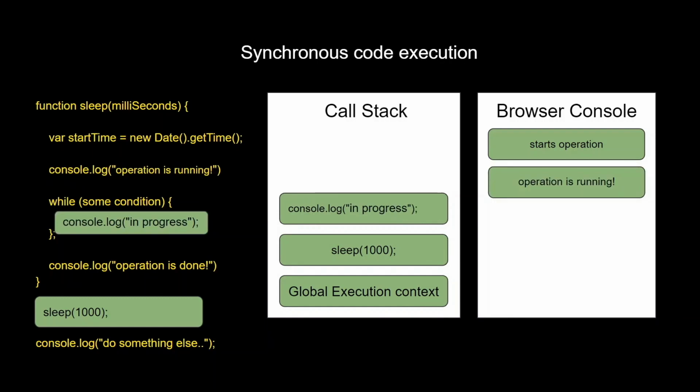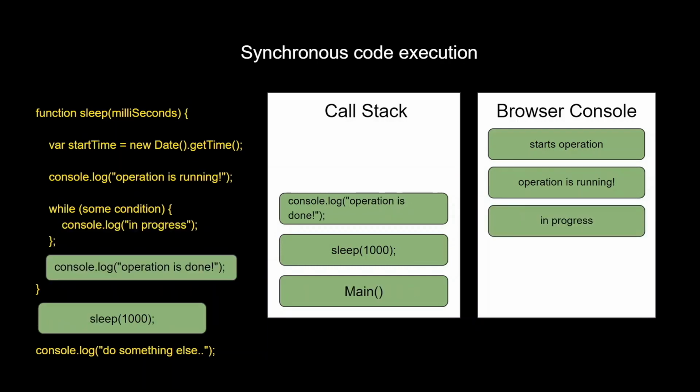The while condition is going to halt our execution until this condition is satisfied. That means the rest of the code execution will be blocked here. Once the condition is satisfied, you will see that the console log "in progress" is now in the call stack. And once "in progress" is logged into the console, the next execution will happen of "operation is done", and that will come into the call stack.